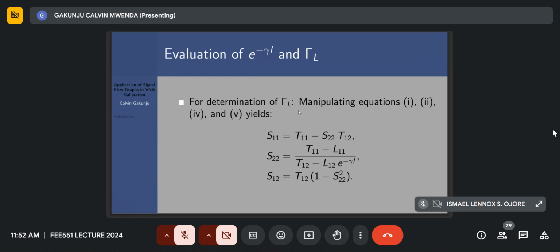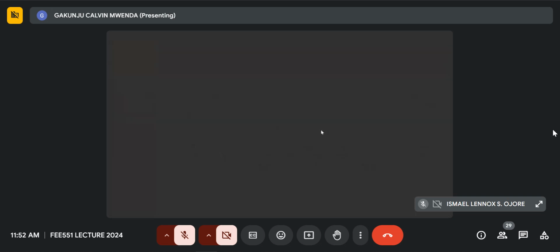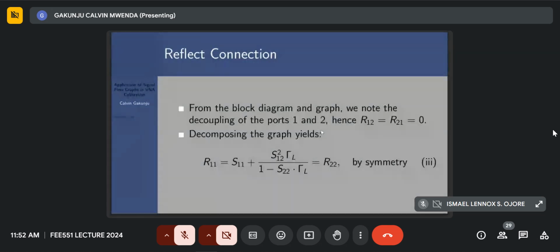So for determination of gamma L, this is now capital gamma L, the reflection coefficient. We now still consider the T11 equation, the T12 equation, the L11 equation, and the L12 equation. By considering that and manipulating it, you can get these three sets of equations. And now, conveniently enough, if we look at the reflection coefficient, the only things we have are S11, S12, and S22, which are not required.